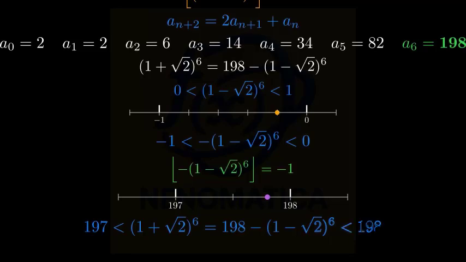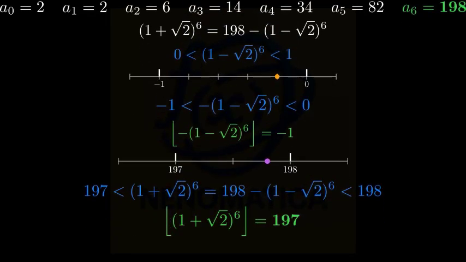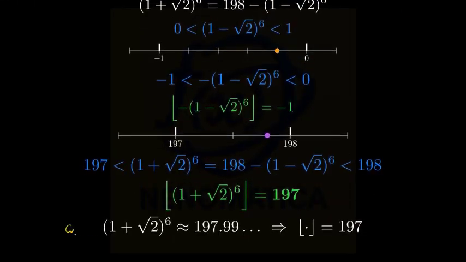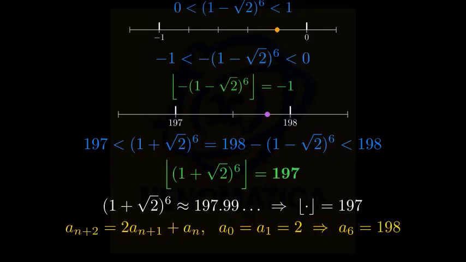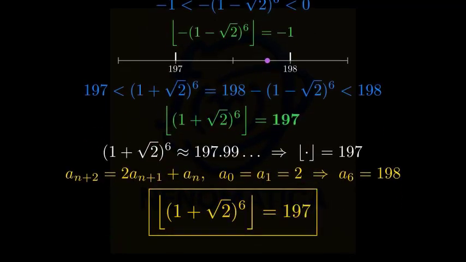Next, subtract the same tiny positive number from 198. That puts our values strictly between 197 and 198. Hence, the floor must be 197. As a quick check, 1 + √2 is about 2.414. Raising to the sixth power gives roughly 197.99, which is consistent with a floor of 197. And the exact integer, 198, came from the Pell-type sequence a_n. Final answer: the floor of (1 + √2)^6 is 197.